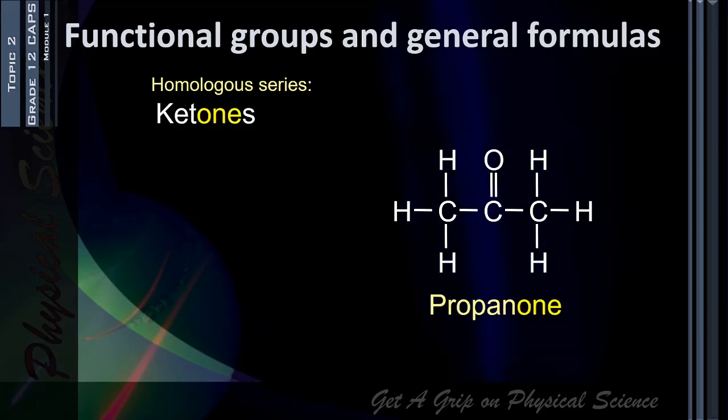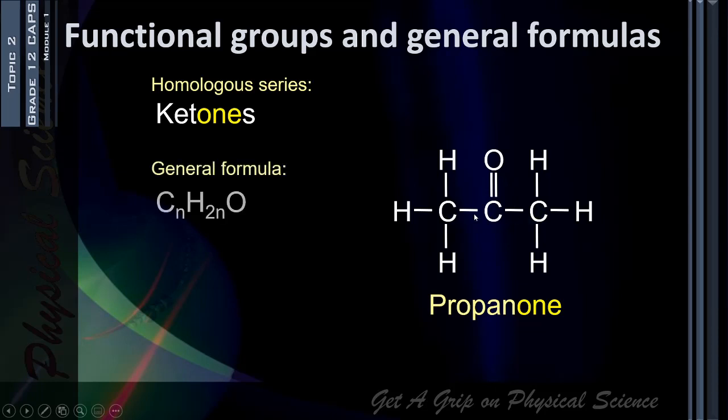The last homologous series that we will cover is the ketones. And the name of a ketone will always end on an -one. The molecule of a ketone will always have a carbonyl group that's not on the first or the last carbon, because if it's on the first or the last carbon, it's not a ketone anymore, then it's an aldehyde. So the carbonyl group must be somewhere in the middle of the chain.